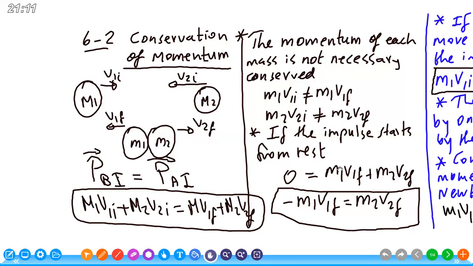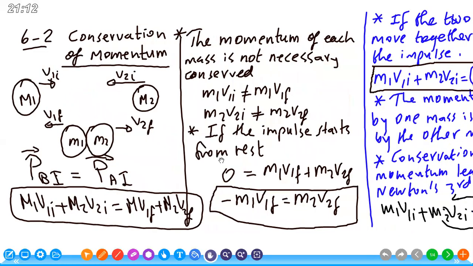So if I take M1 V1 final to the other side, I will get minus M1 V1 final equal M2 V2 final, which means one will go in one direction, the other has to go in the opposite direction for sure, so that the sum of them has to equal 0 again, and then 0 has to equal 0 since conservation of momentum. We said this. Okay.